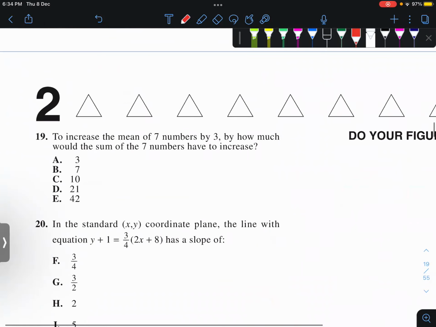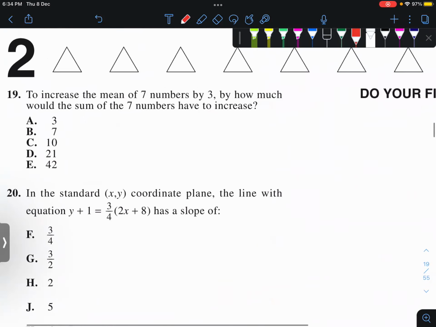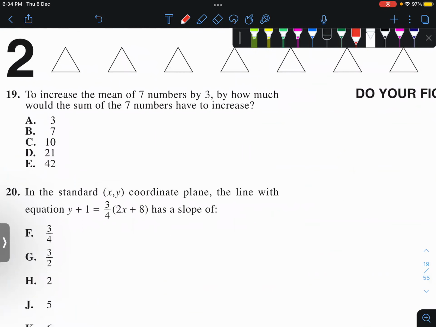Next page, question 19. To increase the mean of 7 numbers by 3, what should we do? By how much would the sum of the 7 numbers have to increase? To increase the mean by 3, by how much should we increase the sum of these numbers?